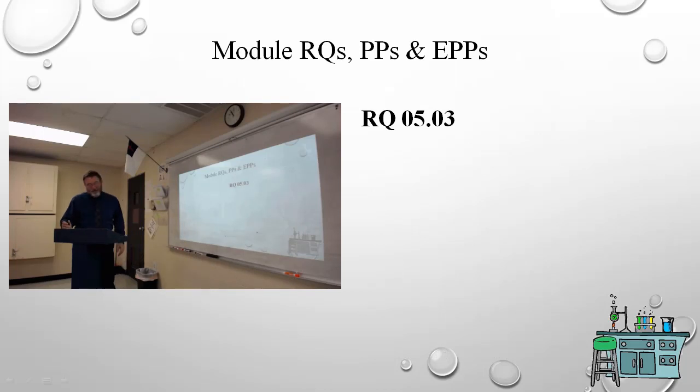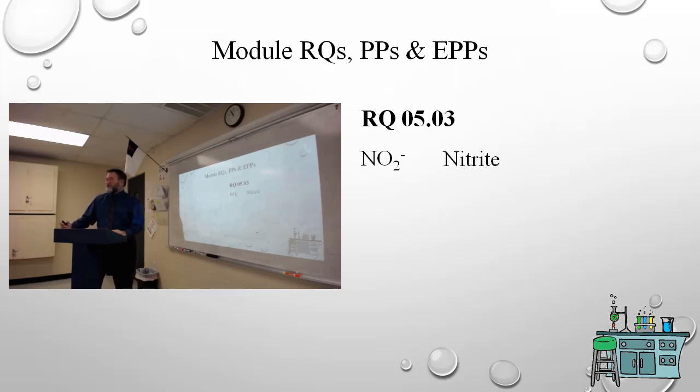Here we go. 5.3. Give the names of the following ions. So we give you the ion. Give us the name of NO2. Nitrite, right. So nitrate was probably going to be NO3, right? Because ites have less than ates, ates have more. So it wouldn't be NO. But it would be NO3. I guessed on this one.